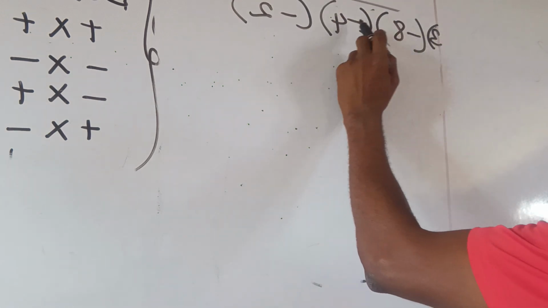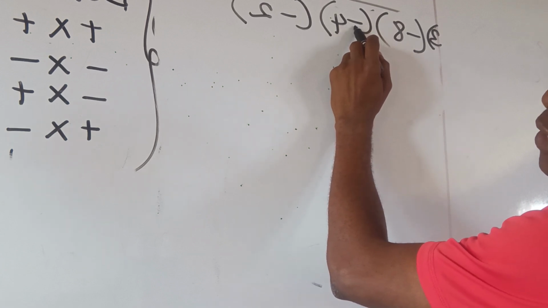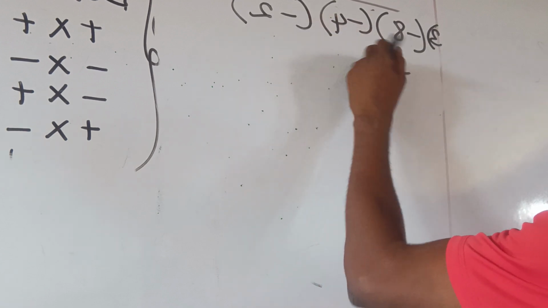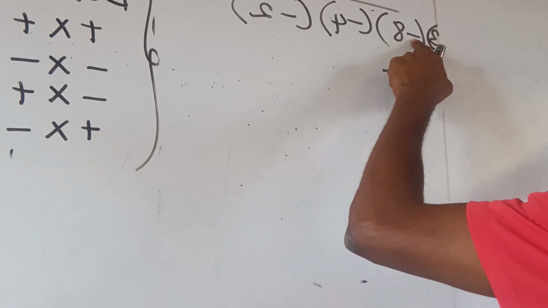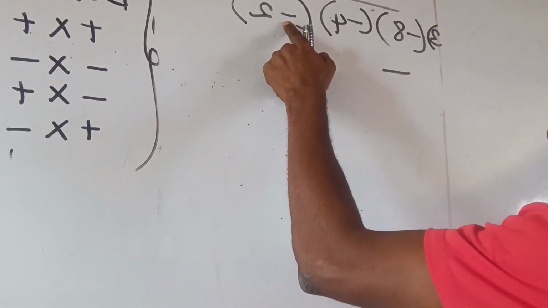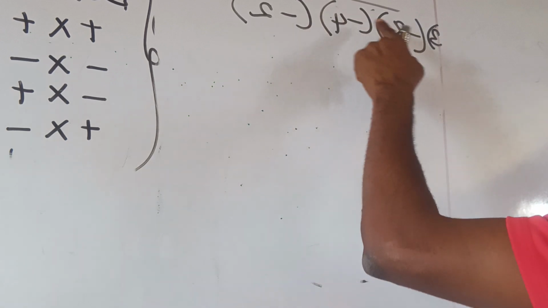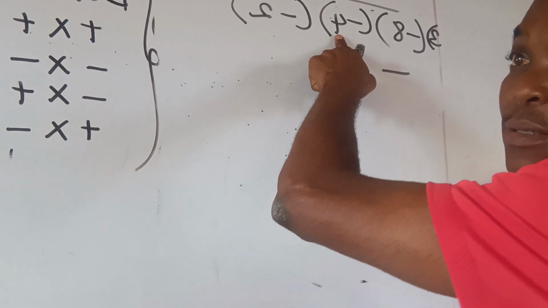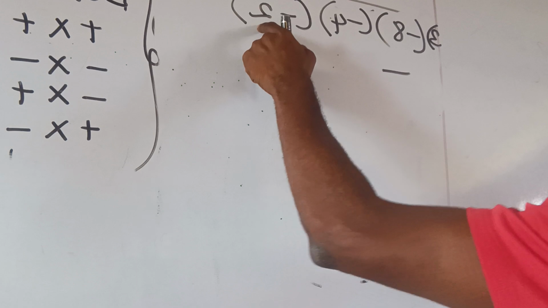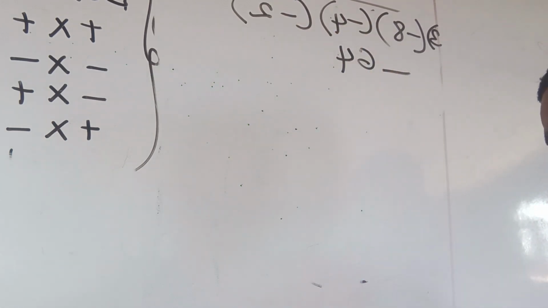Minus times minus is what? Plus is on the board. Then plus times minus is minus. I repeat again. Minus times minus is plus. Plus times minus is minus. So that means 8 times 4 is what? It's 32. 32 times 2 will give me 64. So your answer is minus 64.